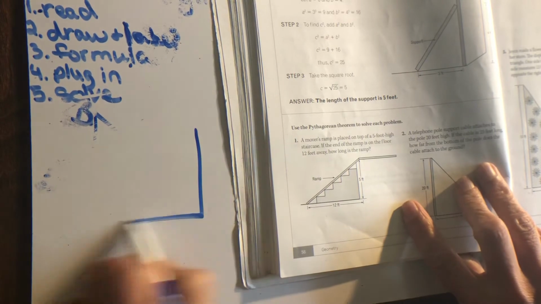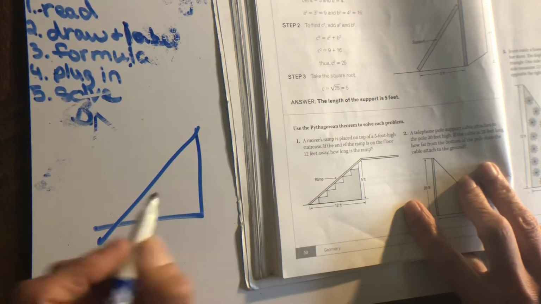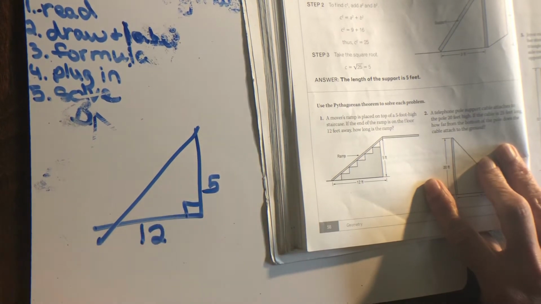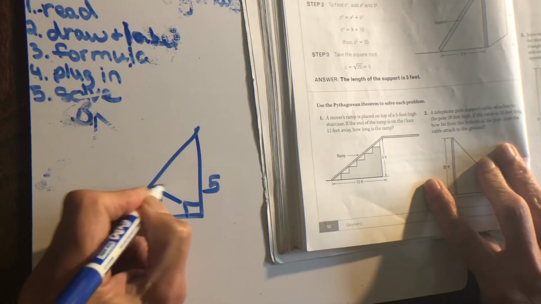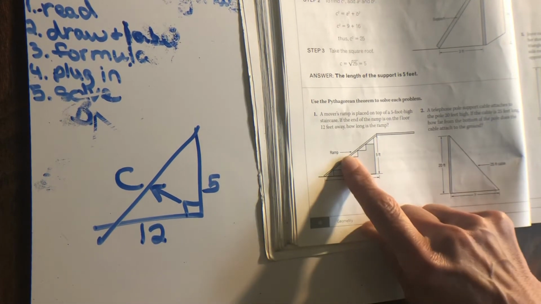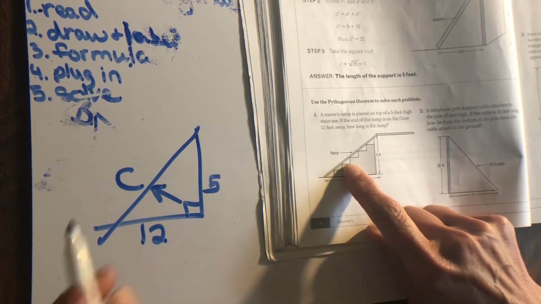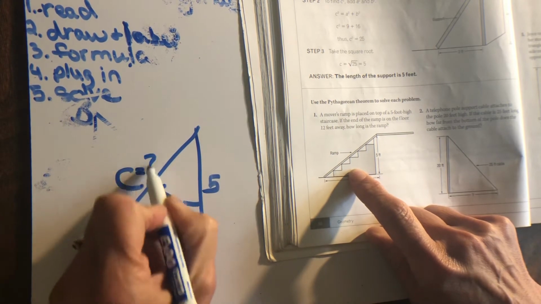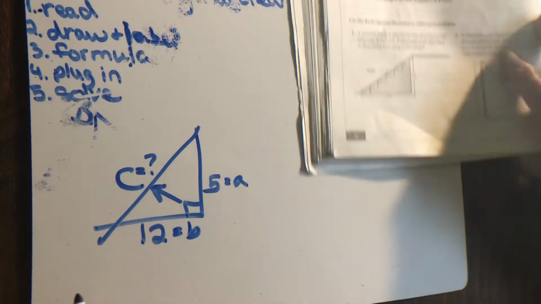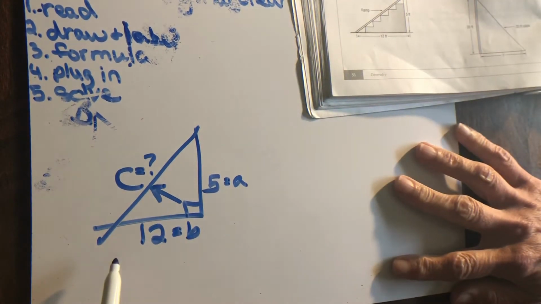So go ahead and get your stuff out and let's draw and label. We got 12, we got 5. We want to mark your right angle, mark your letter C. That's the first thing you do. And we were looking for the length of the ramp, so we're looking for C, question mark. We can call this A, we can call this B, doesn't matter, those are the legs. So we drew and we labeled.